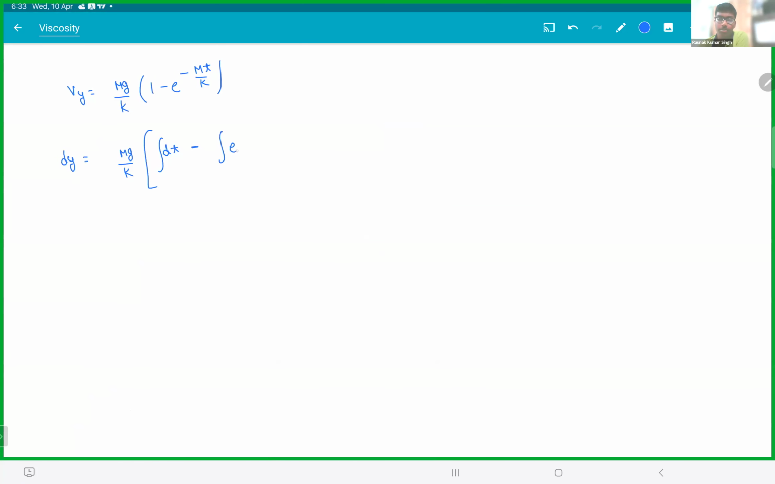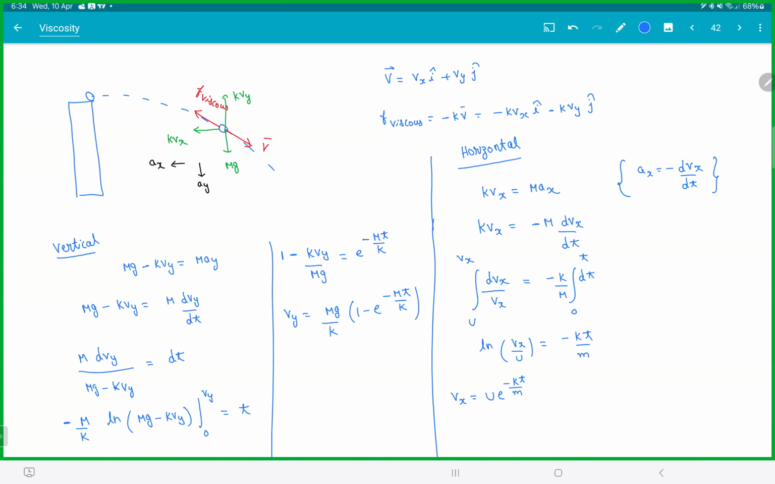The exponent would be minus kt by m, I mean, minus kt by m. I wrote reverse. You're right. I goofed up there. Please check.